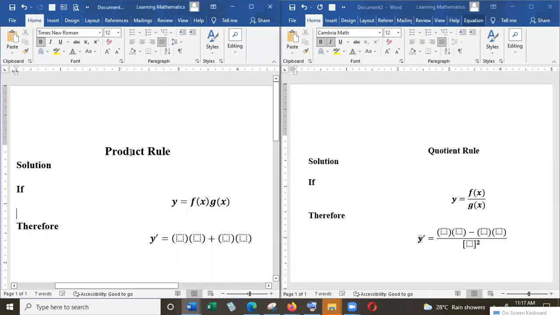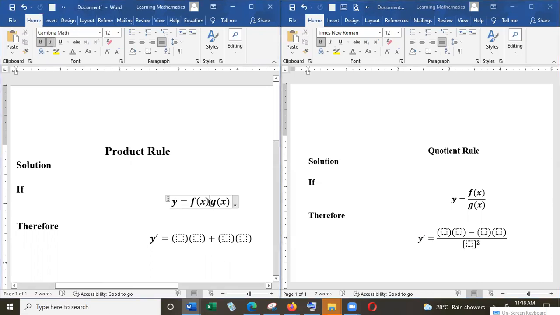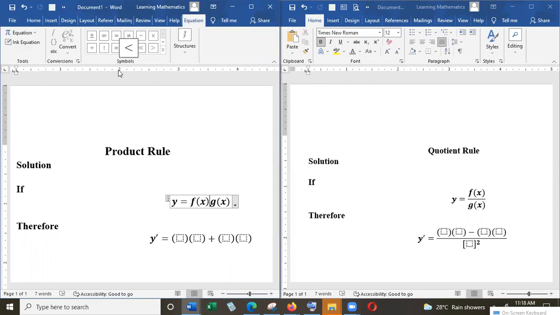So here we have the product rule and the quotient rule. As you can see, the structure is different. For the product rule, you have two functions multiplying each other. If you don't see a sign between the two functions, there's an invisible multiplication. Bear that in mind.